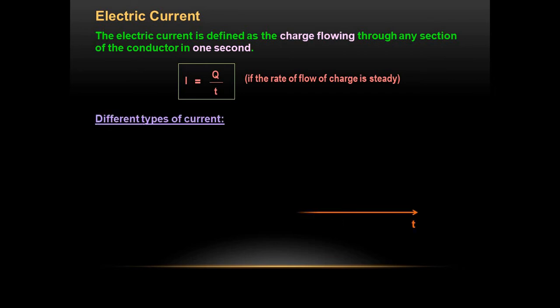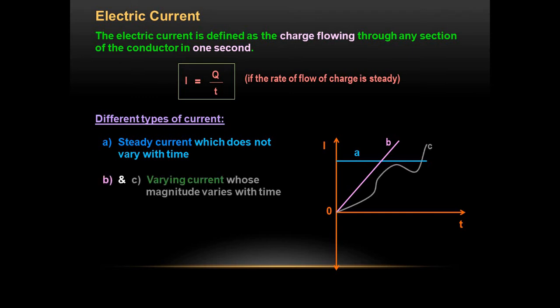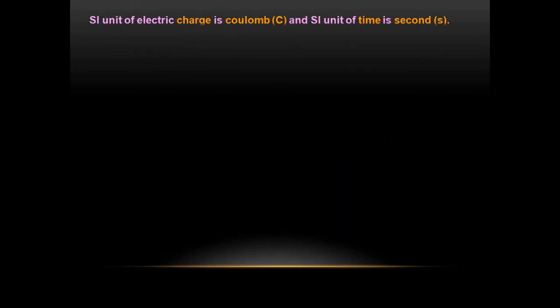The different types of current. Here we have an I-T graph, the current-time graph, which shows A, the steady current which does not vary with time, B and C, where current is varying. The change of current takes place with respect to time. And another one, represented by D, is the alternating current, whose magnitude varies continuously and direction changes periodically.